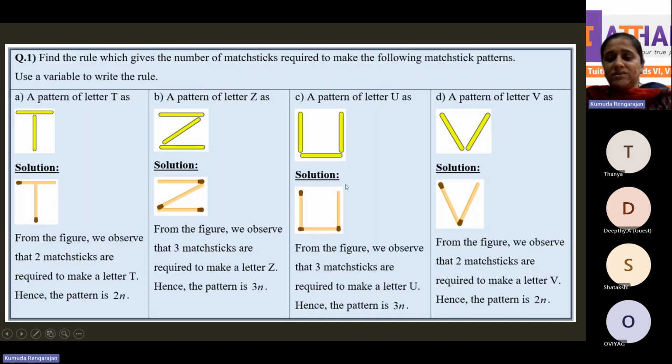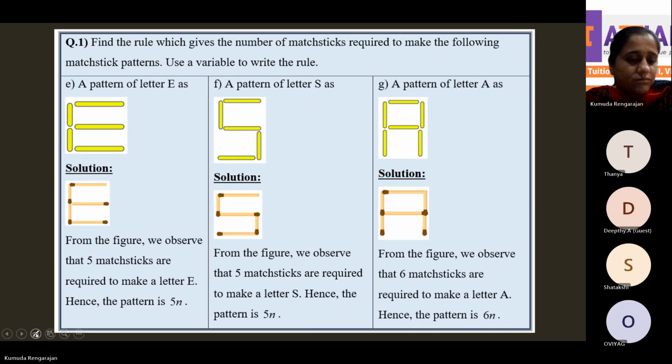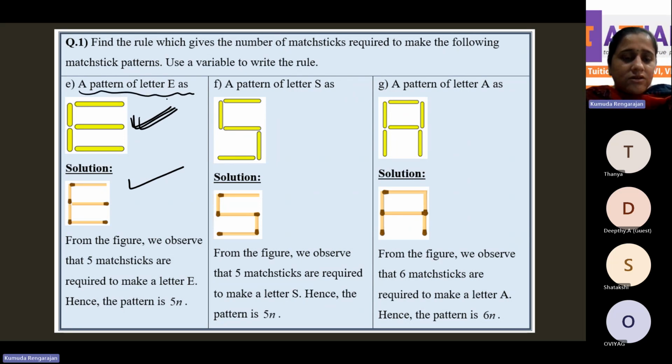So this is how you should present the answer. I'll just read one for you. Now you can just have a look at this E. This is given the question. A pattern of the letter E. You are making a pattern of the letter E using matchsticks. Okay, so see, this is how you make it.